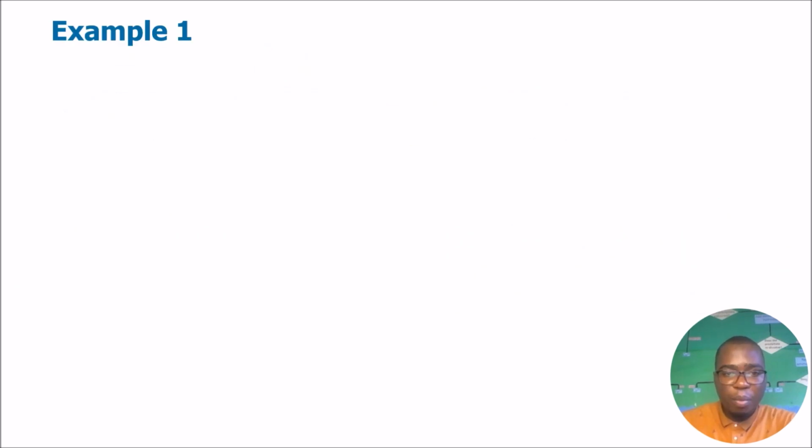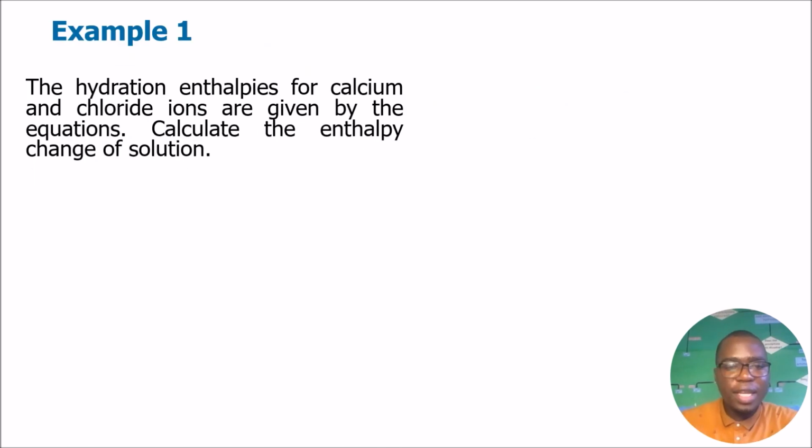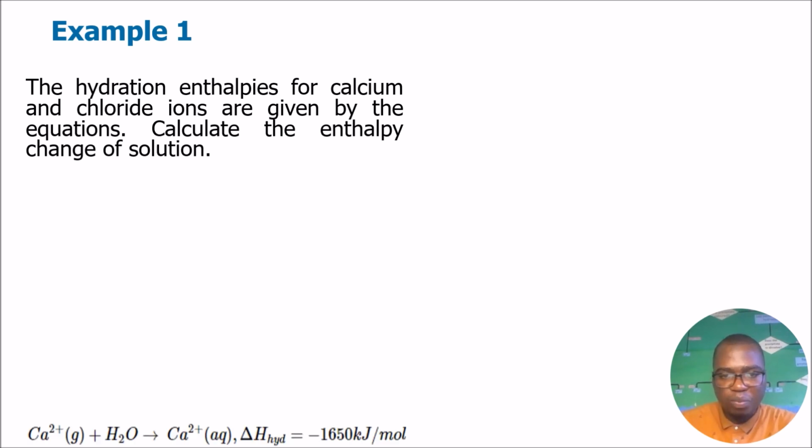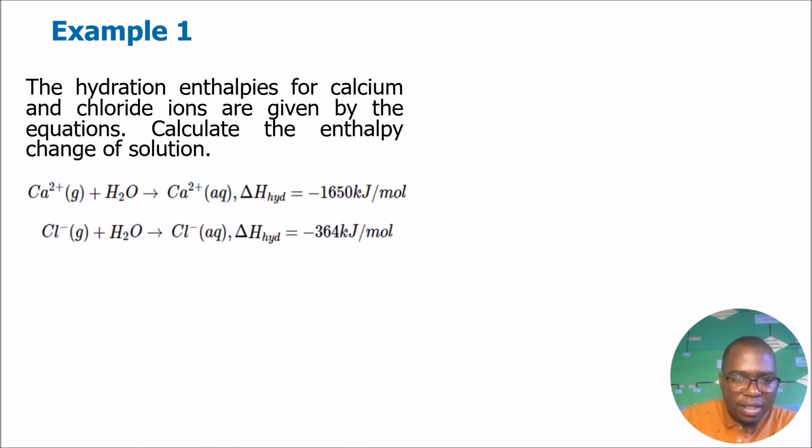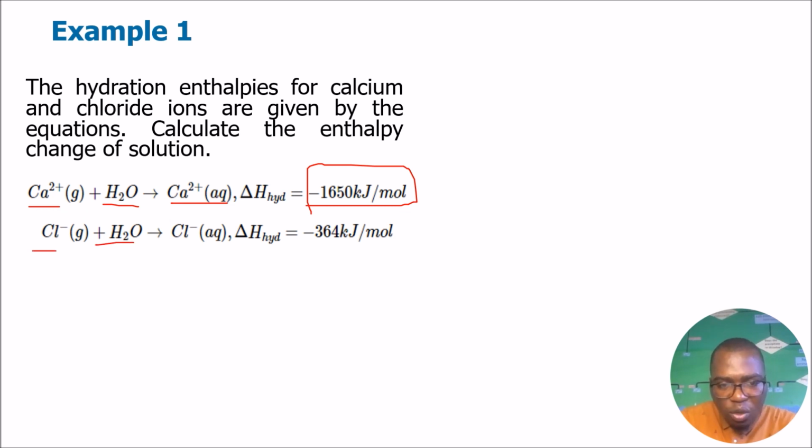So example one, we are saying the hydration enthalpies for calcium and chloride ions are given by the equation. Calculate the enthalpy change of solution. Here they've given us calcium 2 plus, they are adding water, and it gives us this aqueous solution. So this hydration that we've been given here is just for calcium. Then also chloride, adding water gives us this solution here. So this one we've been given here is just for the chloride. That's all.